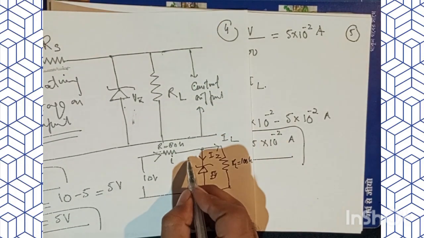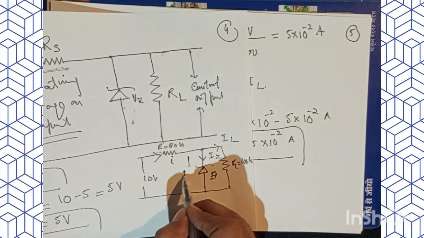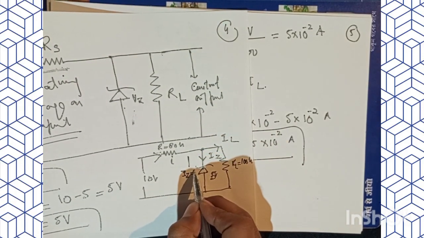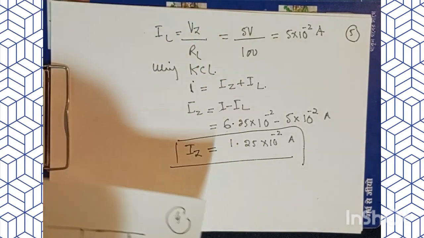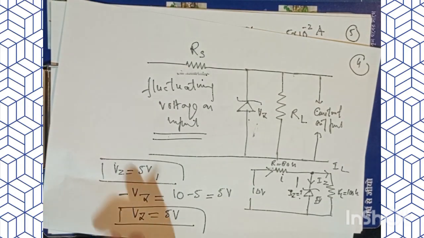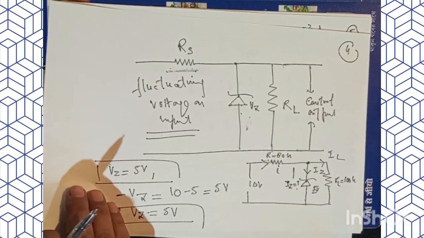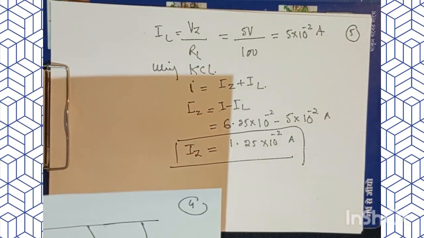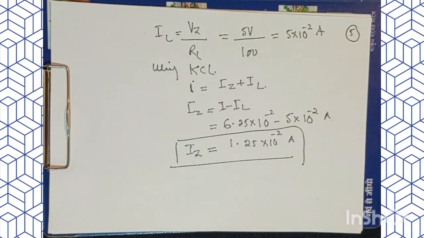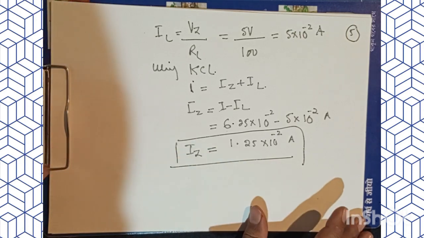So that was my problem. I wanted to calculate that current. So this was the important discussion on zener diode, and I hope everybody understands and have a nice time.